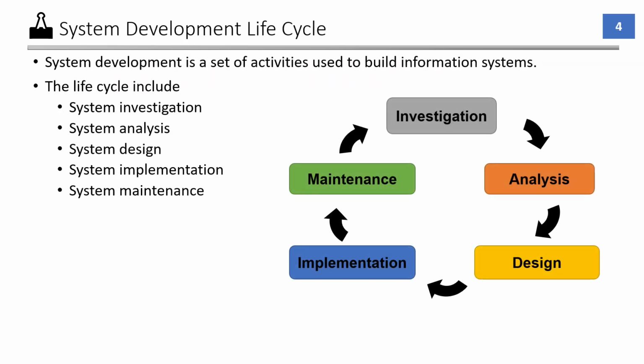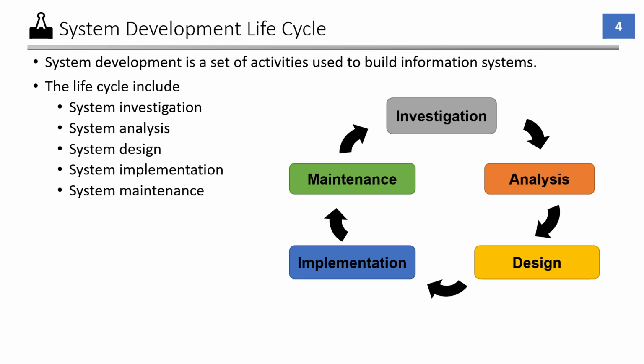The System Development Life Cycle, or SDLC, is a structured process used to build and maintain information systems. It consists of five main stages, which are followed step by step. The first stage is system investigation. At this stage, the organization identifies a problem or opportunity and decides whether a new system is needed.